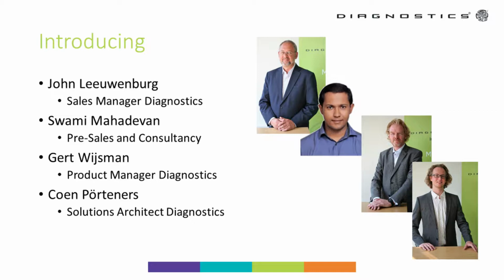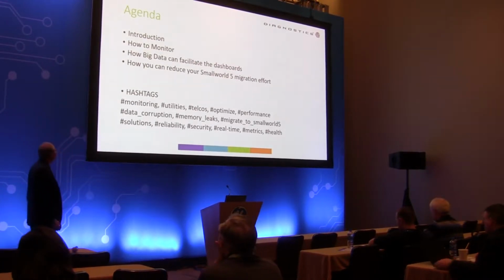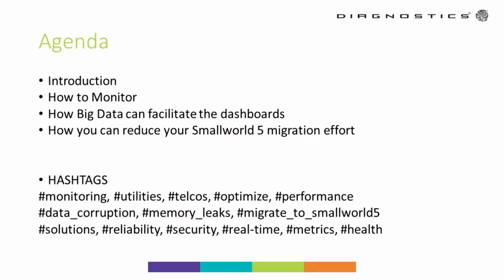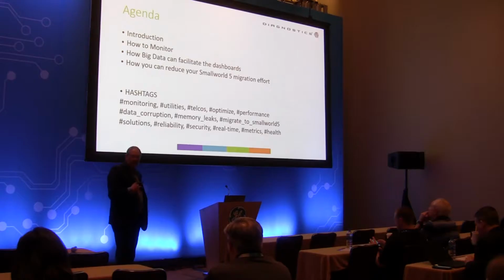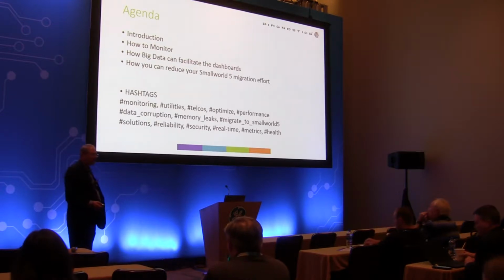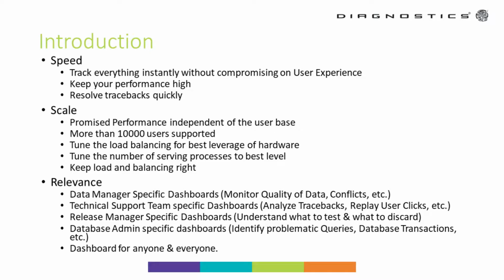Good. So I want to talk a little bit about diagnostics and introduction, how to monitor big data, and how you can reduce, for example, your Smallworld 5 migration effort. There's a bunch of hashtags there. Everyone gets a copy of the slides so that you can start linking where you need to link to. Good. So I'm going to talk about 3 aspects of diagnostics: speed, scale, and relevance.